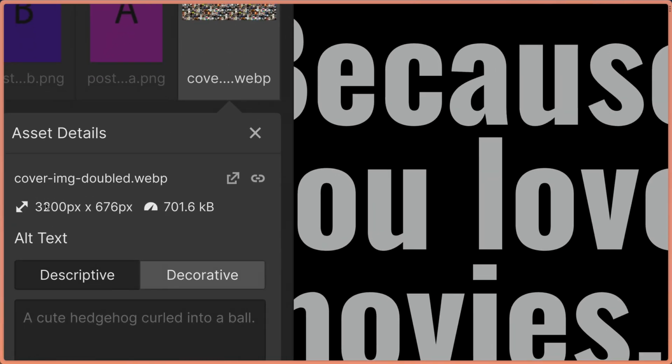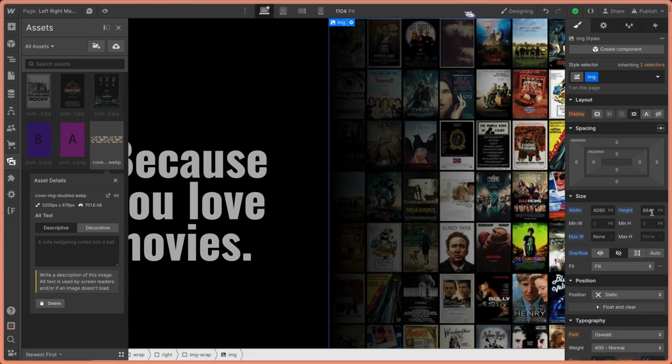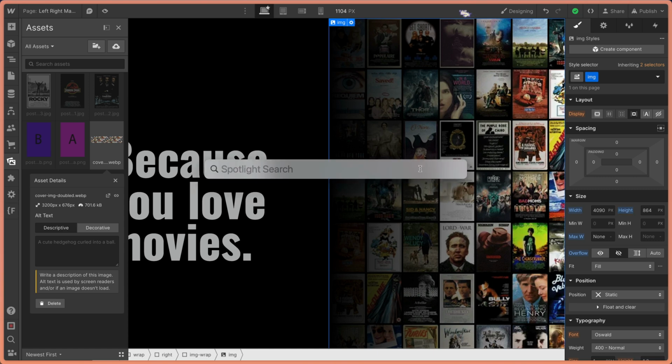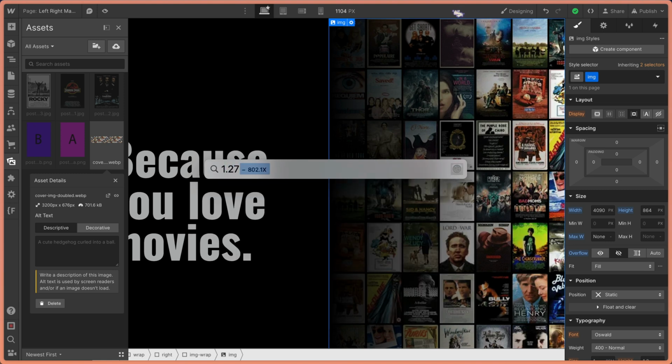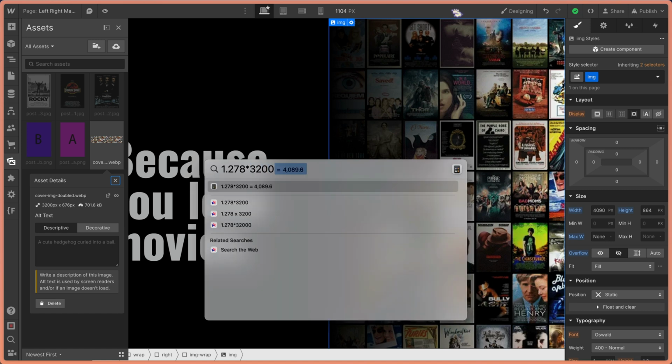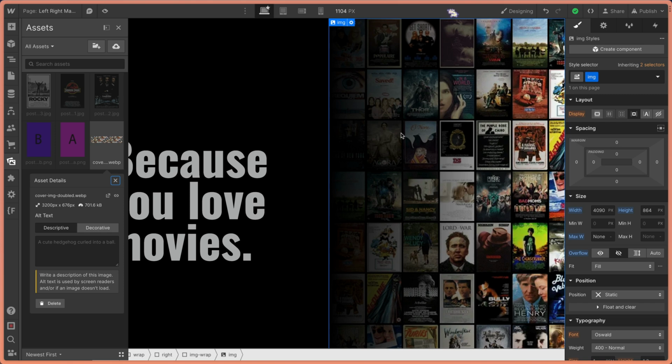Now you'll see that the actual dimensions of the image are 3200 pixels by 676 pixels, and then I've set the height to be 864 and the width to be 4090. Now the main thing I'm going for is the height. I want it to be 864 pixels tall so that it takes up most of the height of the viewport, or a reasonable amount. So in order to make it as tall as I want it to be, I do need to find a scale factor. So if I take 864 divided by 676, I get our scale factor of 1.278 approximately. So now if I take 1.278 and multiply that by 3200, then I get about 4090, which is our width. So that's how I'm scaling this image to make it so it looks good in our hero.